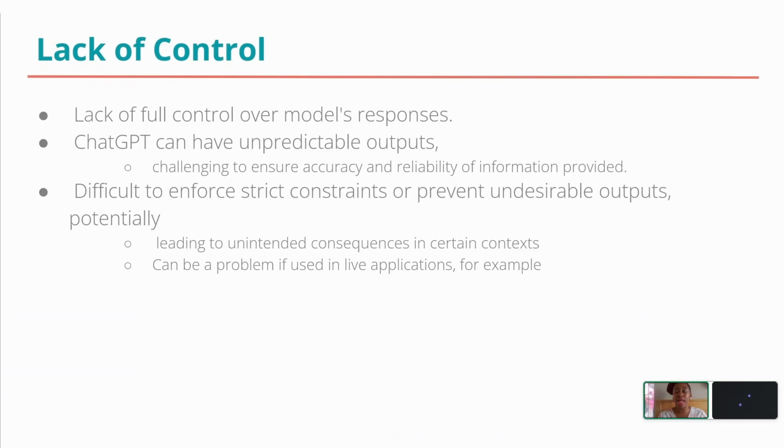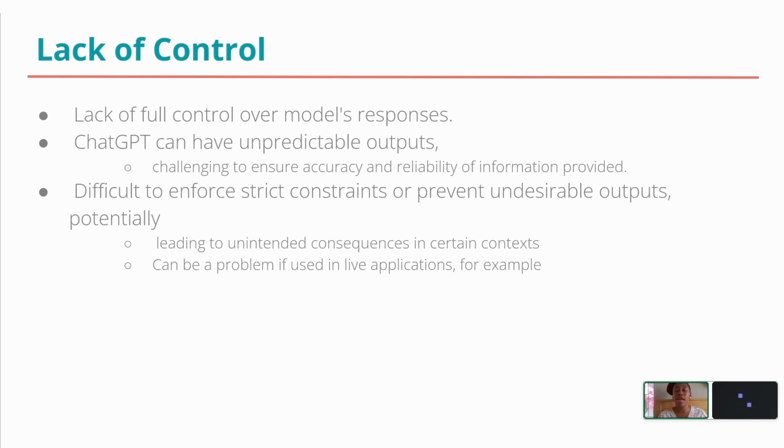Now we're going to look at some challenges of using ChatGPT. The first one is the lack of control over the model's responses. It can have very unpredictable outputs that can not only sometimes be unreliable, but just plain false. And it is difficult to make sure that you always avoid the undesirable outputs. So you can have unintended consequences in certain contexts, and it can be a problem if you are using it in a live application.